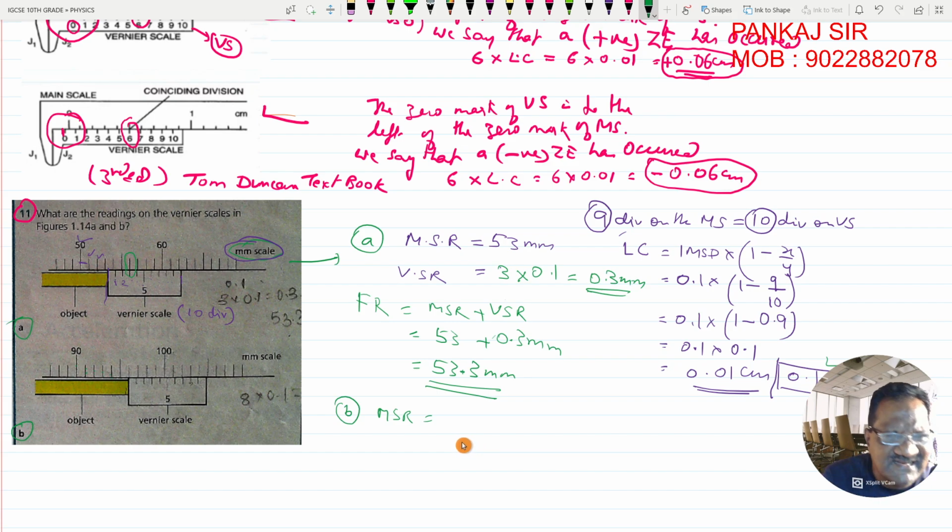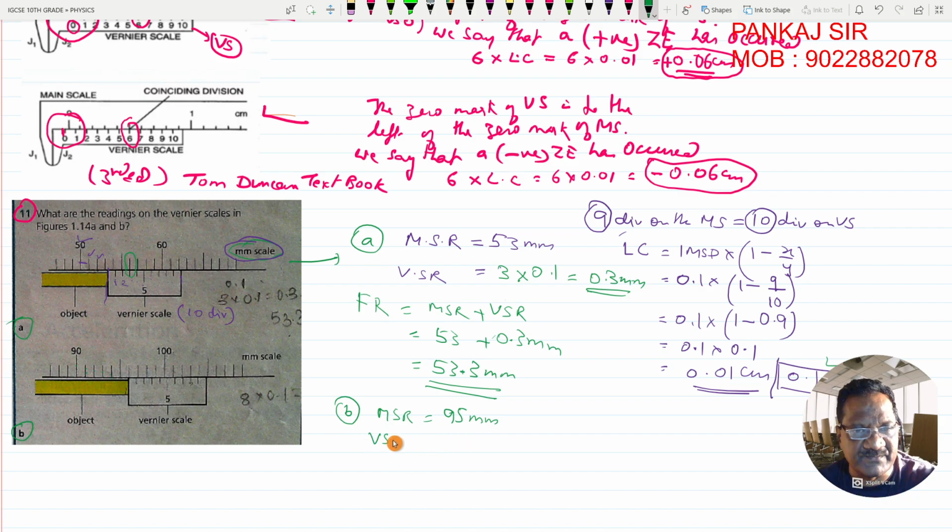So even if it is slightly less than 96, I should not be tempted to take it as 96. Okay, unless and until I am sure that it should be 96. But I can see that it is slightly less than 96. So I'll take the lower reading as 95 millimeter. Even though it is closer to 96, I will still take the lower reading as my main scale reading, that is 95 millimeter.